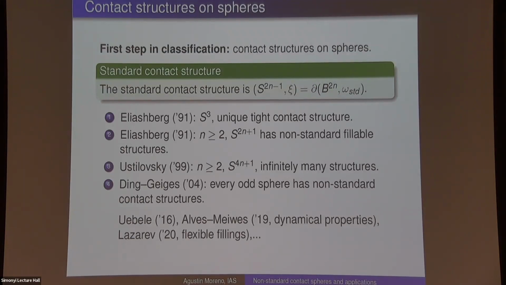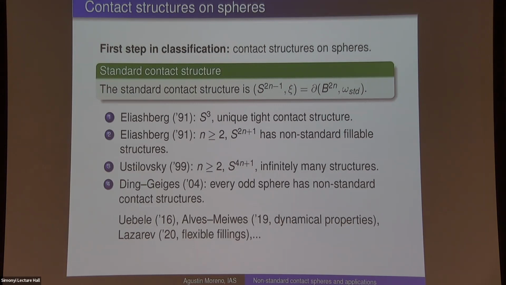And the way that he shows this is using another result attributed to Eliashberg, Floer, McDuff, saying that if you take the standard contact structure on the sphere, then any filling of it will be diffeomorphic to the ball. And Yasha gives fillings of contact structures which are not diffeomorphic to the ball, so in particular non-standard. But there are also results of Ustilovsky in '99, so he constructs infinitely many exotic structures on a sphere of dimension 4n plus 1. And then Geiges in 2004 lifts this dimensional constraint. So they prove that every odd dimensional sphere has non-standard contact structures.